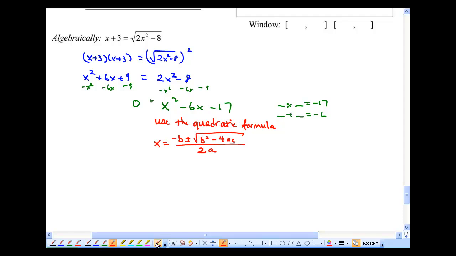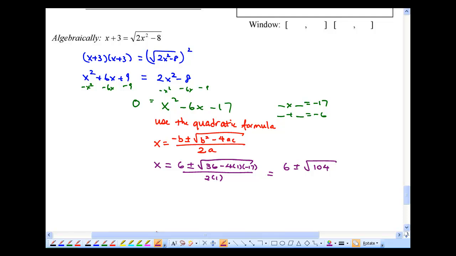All right, so just plug it in. There's your quadratic formula. x equals negative b. So negative of negative 6 is 6, plus or minus the square root of negative 6 all squared, which is just 36, minus 4 times 1 times negative 17, all over 2 times a, which is 1. What's that? 36, 68, 104, I believe.